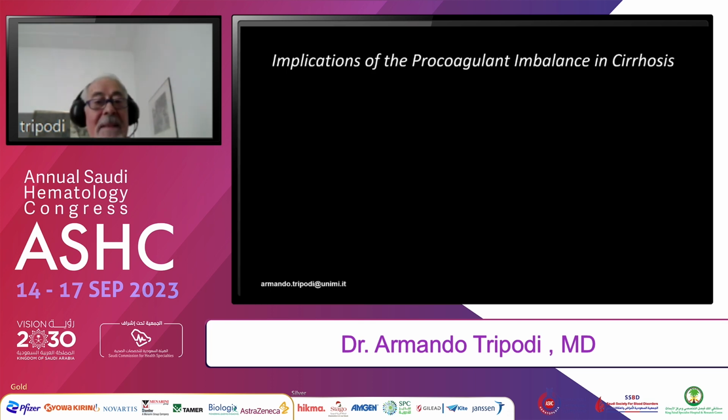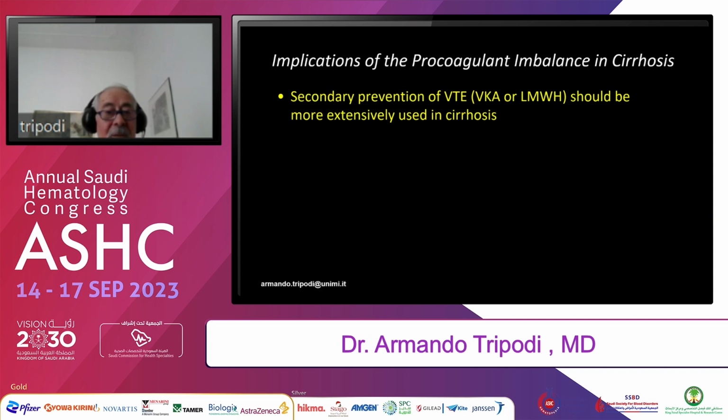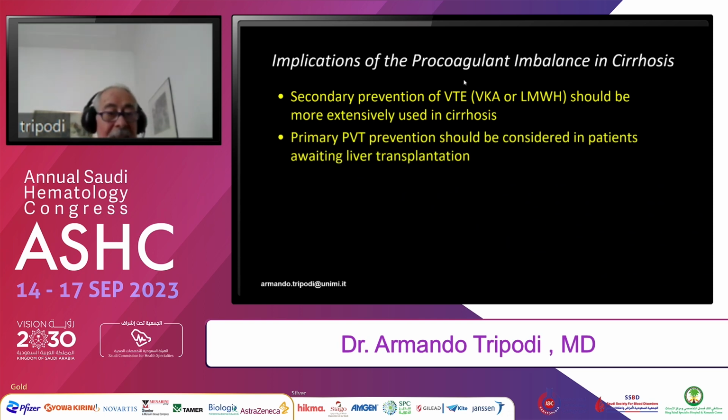So what are the implications of the procoagulant imbalance in cirrhosis? First of all, I would say that the secondary prevention of venous thromboembolism with vitamin K antagonists or low molecular weight heparin should be more extensively used whenever there is an indication in patients with cirrhosis. I must remind the audience that until recently, the use, for instance, of vitamin K antagonists was strongly contraindicated in these patients. And also, we believe that primary portal vein thrombosis prevention should be considered in patients awaiting liver transplantation.